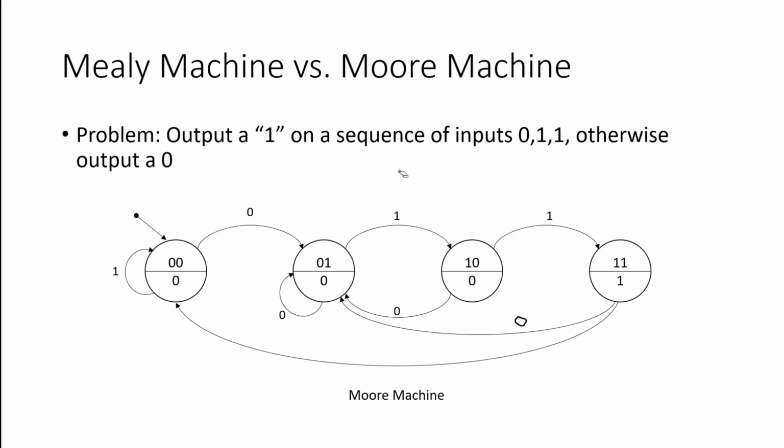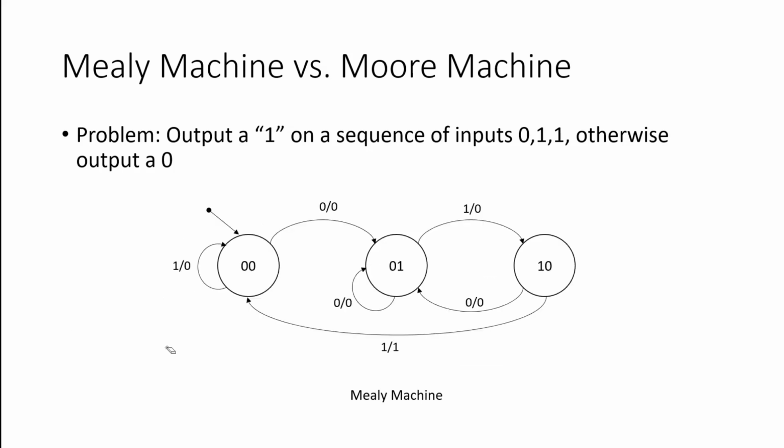All right. Let's take a look at how we can draw a state transition diagram for the same sequence detector, but using the Mealy methodology. Again, we would like to output a 1 on the sequence of inputs 0, 1, 1.